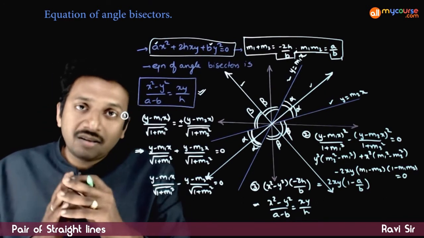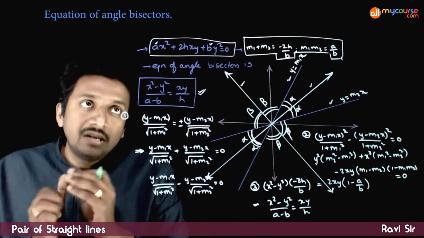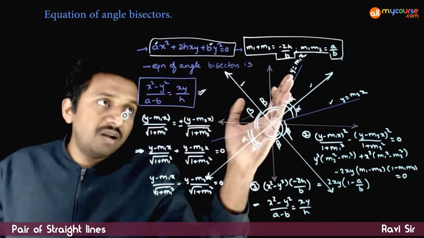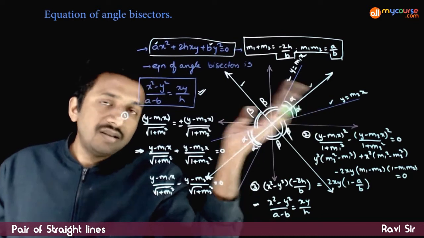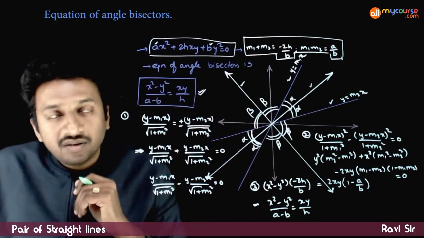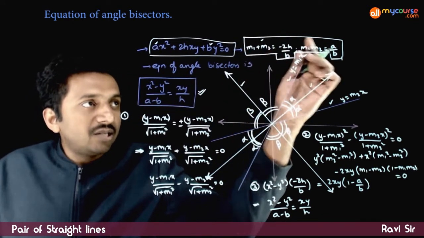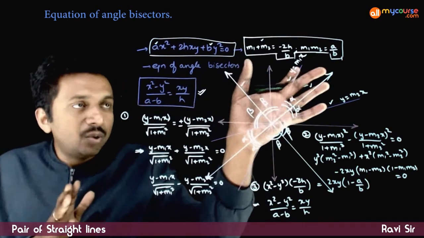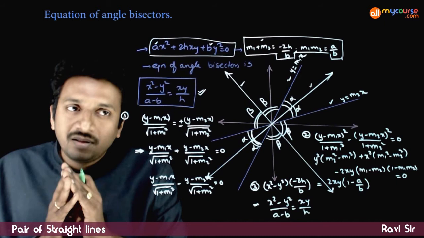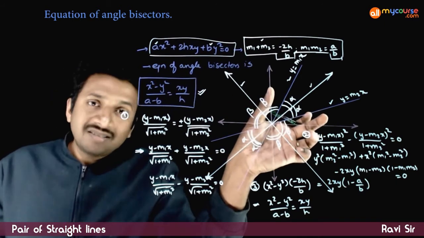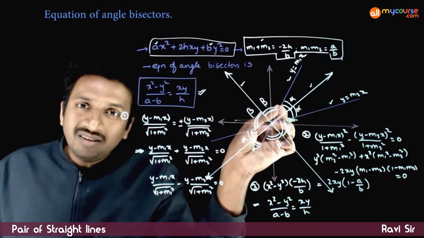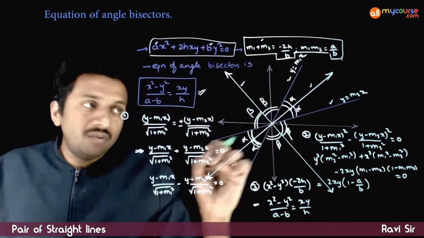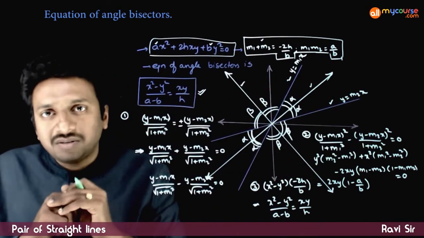How do we get this equation? So first we assume that this pair of lines is made up of y = m1x and y = m2x. And m1 + m2 = −2h/b, m1·m2 = a/b. These are two equations which we know. So what is the equation of the bisector of the lines y − m1x = 0, y − m2x = 0?